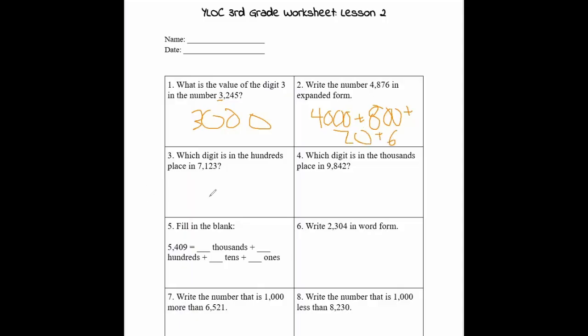Which digit is in the hundreds place in 7,123? So 1 is in the hundreds place. So the answer is 1. Which digit is in the thousands place in 9,842? So 2 is ones place, tens place, hundreds, and then thousands. So 9 is the digit in the thousands place, because it's asking for the digit and not the value.